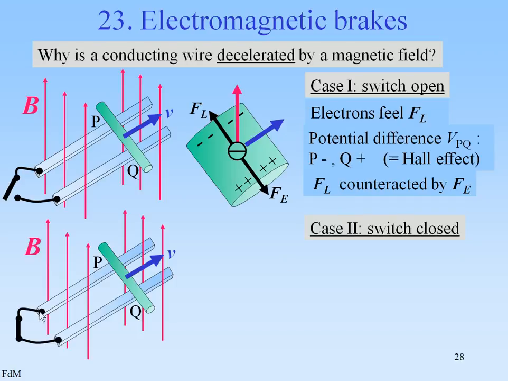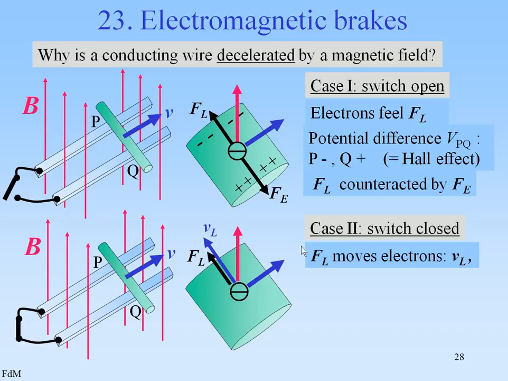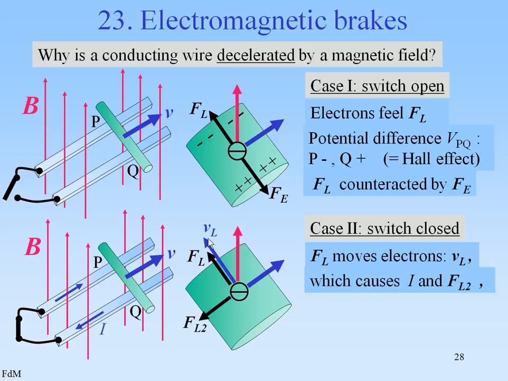Now we close the switch, and then the force will move the electrons, but the electrons will assume a velocity in this direction, and this means that there will be a current in the circuit, and that current in the circuit will be in this direction here, from P to Q.